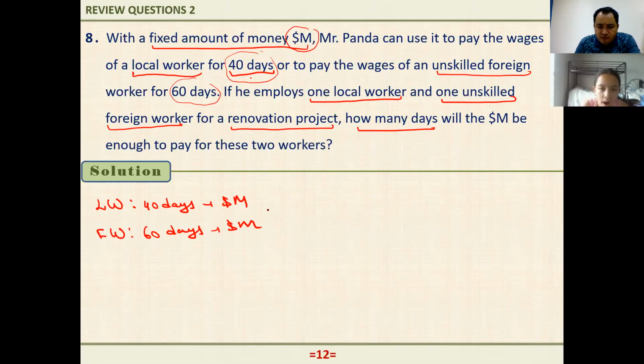Now let's talk about rate. Shahina, question for you. Okay, this local worker works for 40 days, and you're going to pay $M, right? For 1 day, how much do you have to pay to this guy, to this local worker?